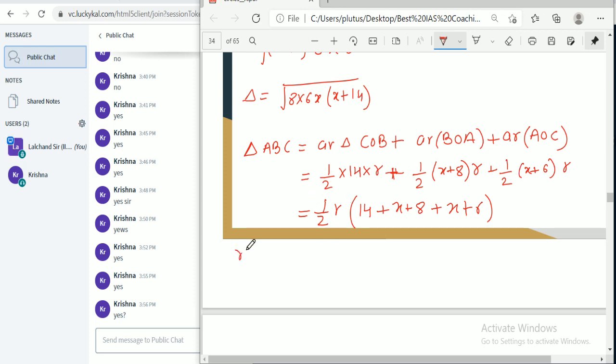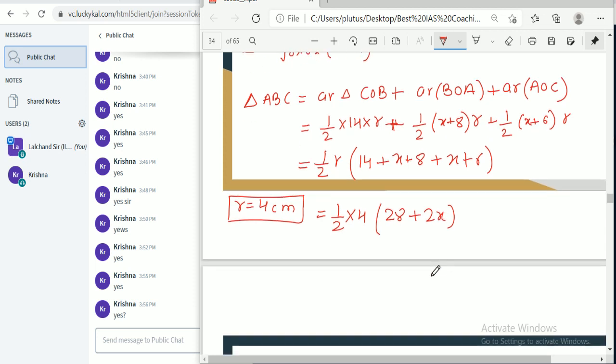Okay, so the value of r is 4 centimeter, that is provided to us in the question. If we substitute here, then 1 by 2 into 4, this is finally 28 plus 2x. Okay, so if we take 2 as common, we have finally 2 into 14 plus x. So this 2 gets cancelled, and finally we have here 4 into 14 plus x.